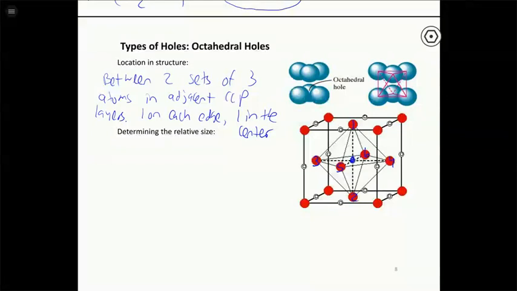There's 12 edges, and then one in the center. So there's a lot of different octahedral holes. If we want to determine the relative size of these, we know that for a face-centered cubic structure, a equals 2 radical 2 times R. And if we go through an edge of this structure here, we have 2 times the larger radius as we go from edge to edge, and then we also go through one of the octahedral holes where we have 2 times the radius of the smaller one.